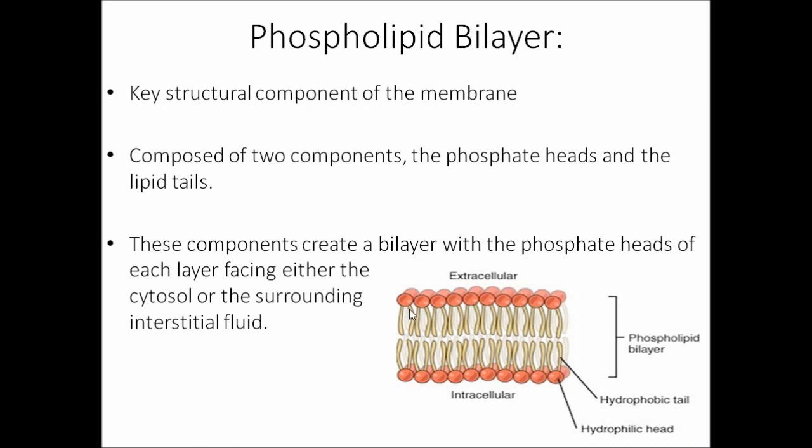Here we've got our phosphate heads and our lipid tails existing within this little bilayer. We've got them up here as well as up here, with our little tails meeting each other in the middle. These two components create what we call the phospholipid bilayer, with our phosphate heads and lipid tails facing inwards. So each layer has its phosphate heads facing either the cytosol or the surrounding interstitial fluid. Basically, our phosphate heads are always facing the sides that have fluid, whether the extracellular fluid outside of the cell or the intracellular fluid inside the cell, with our lipid tails always facing inward and not facing any fluid.